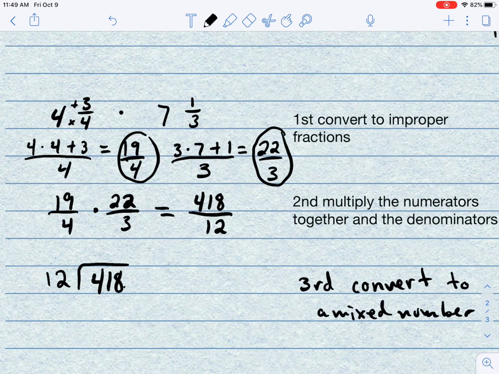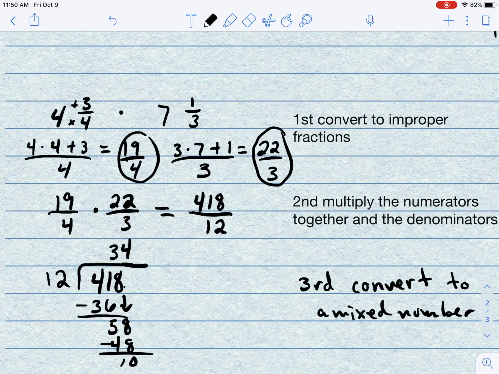12 can go into 41 3 times. 41 minus 36 is going to be 5. Bring down the 8. So now 12 can go into 58 4 times, which would give us 48. And now we have a remainder of 10.